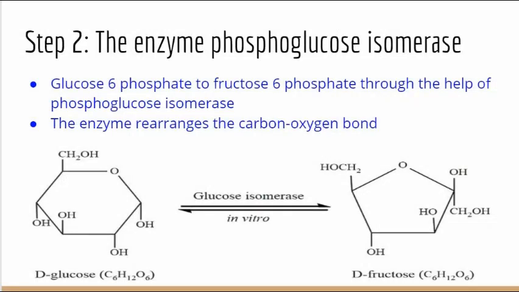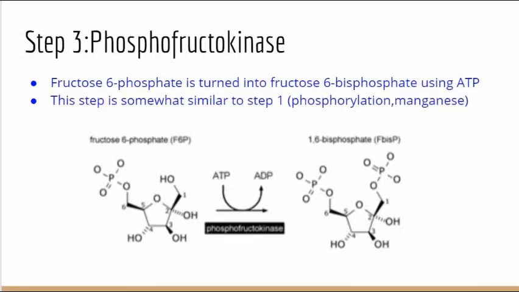Alright, then we have the enzyme phosphoglucose isomerase. This enzyme essentially rearranges a carbon-oxygen bond to turn glucose 6-phosphate into fructose 6-phosphate. So it's an isomerization reaction. As you can see in the image, the 6-membered ring turns into a 5-membered ring through the rearrangement of the carbon-oxygen bond.